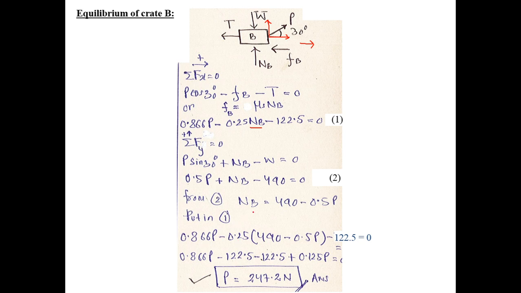In the next step, I have substituted the value of NB in equation 1 and transformed that equation into this form, and from this equation we can solve for the value of P, and the value of P comes out to be 247.2 newtons. So this will be the value of P.